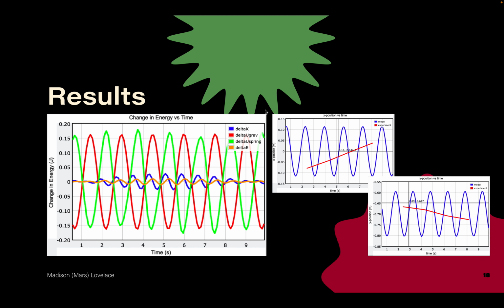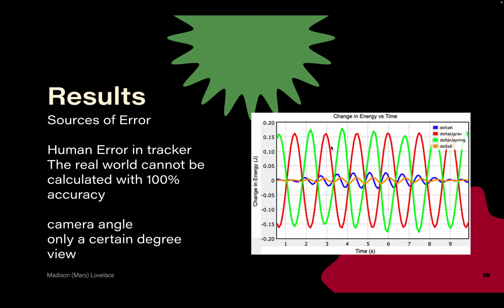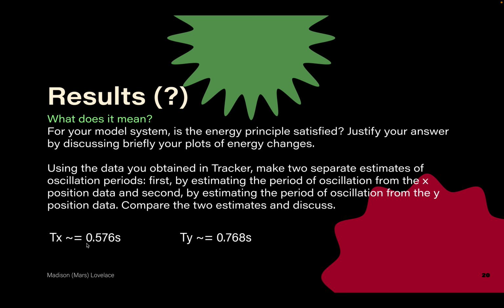The VPython simulation gave us 3 charts as its output: the change in energy over time, and then the change in the X and Y position over time, 2 separate graphs there. Some sources of error could have been human error in Tracker. It's a little bit hard to calculate exactly where the spring is. The video is a little blurry, etc. And I'm also speculating that the camera angle of the video, and that we could only view it from a certain angle, has also edited that data a bit.